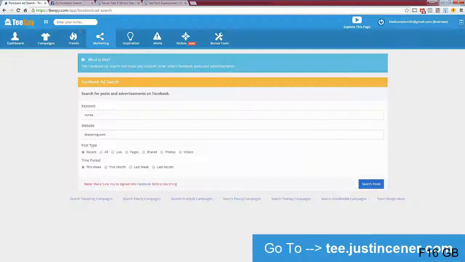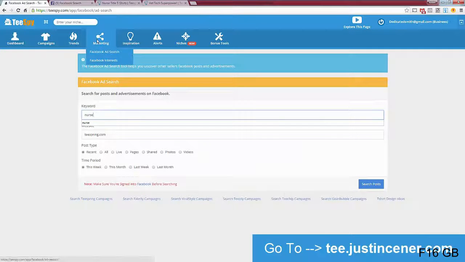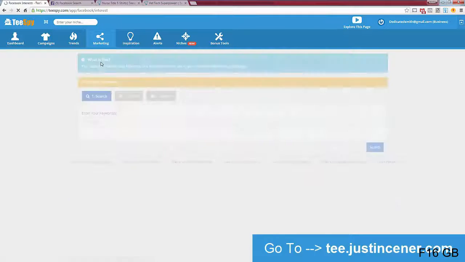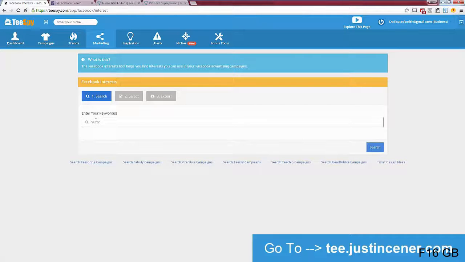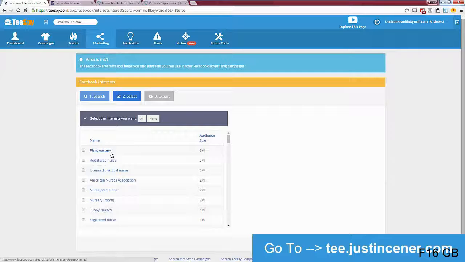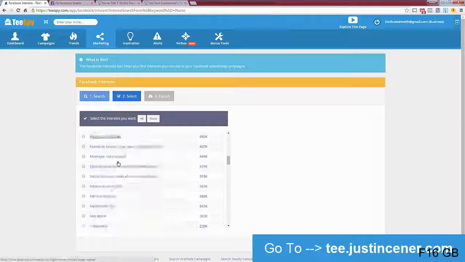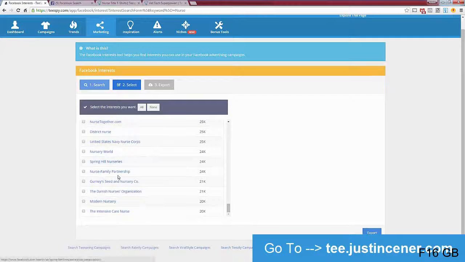You can do this with any niche. All you need to do is just type it in here. This is in the marketing and the Facebook ad search. There's the interest search too, which is pretty cool. That's going to help you build your ads. So take a look at this. It's going to build a lot of different interests. These are all targetable interests inside of Facebook, all related to the word nurse.